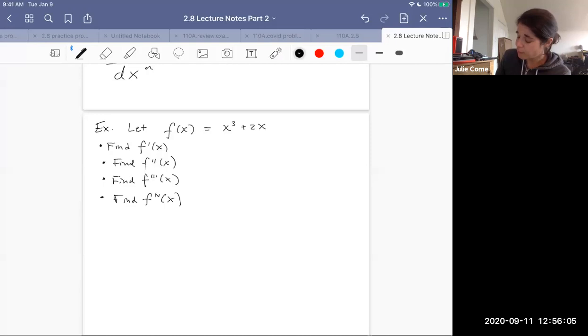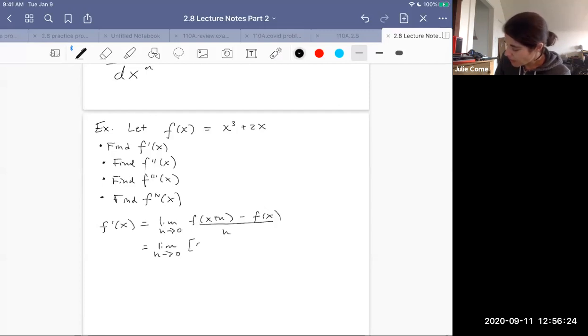We want to find f prime of x. What we know is that f prime of x is equal to the limit as h approaches 0 of f of x plus h minus f of x all over h. Now let's plug in what this function f does. I would have (x plus h) cubed plus 2 times (x plus h) minus (x cubed plus 2x) all over h.